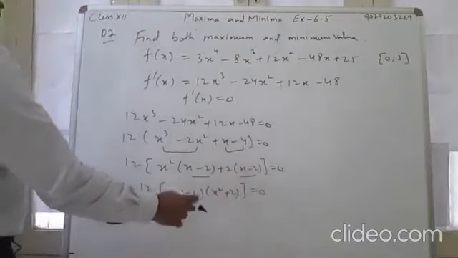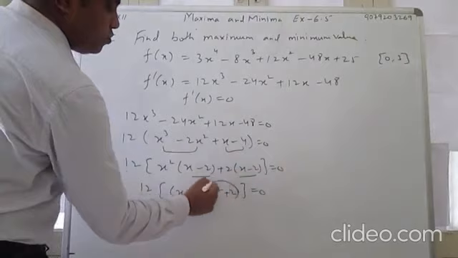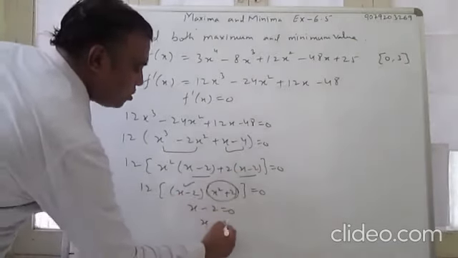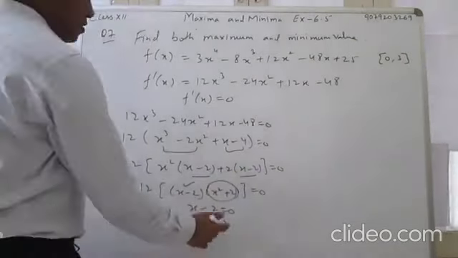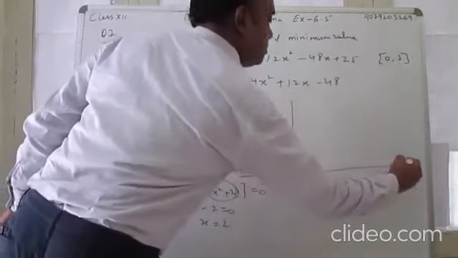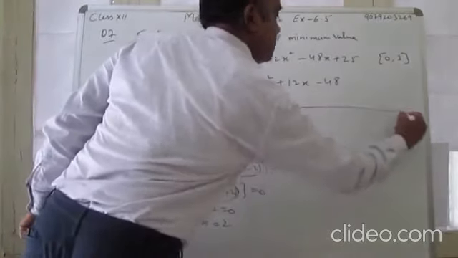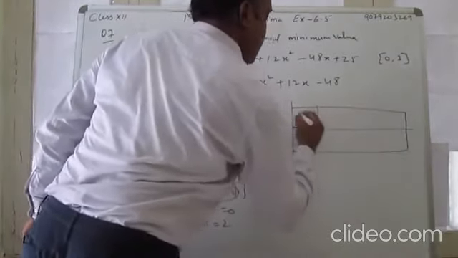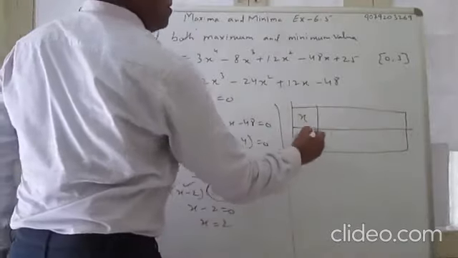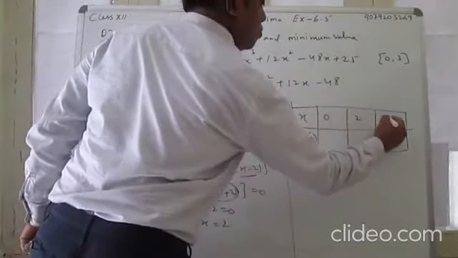So we see that x square plus 2 gives an imaginary root. So I will take x minus 2 is equal to 0. So x is equal to 2. Now it is in the range of 0 and 3. Make a table, x, f(x). Now if I take x as 0, 2, 3.